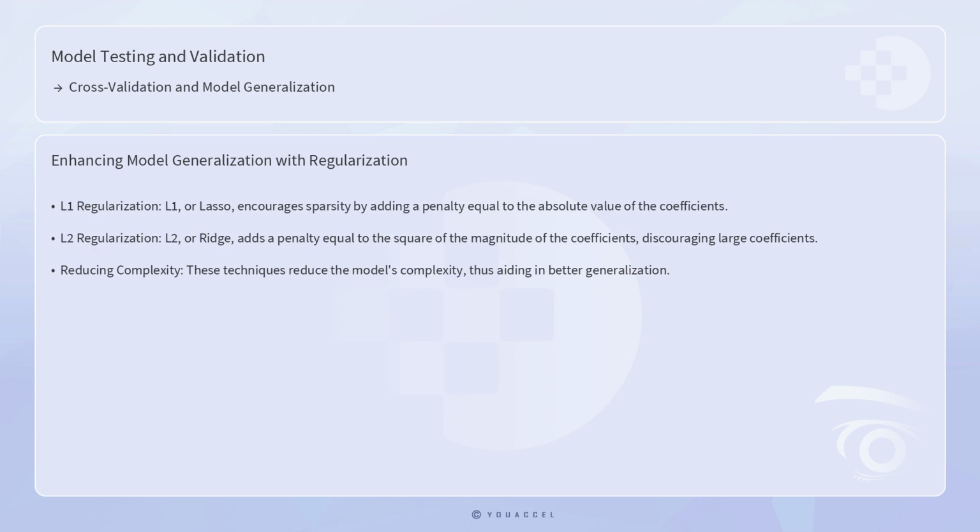Regularization techniques, such as L1 and L2 regularization, are often employed to enhance model generalization by penalizing overly complex models. L1 regularization, also known as lasso, encourages sparsity in the model by adding a penalty equal to the absolute value of the coefficients. L2 regularization, or ridge, adds a penalty equal to the square of the magnitude of the coefficients, which discourages large coefficients but does not necessarily lead to sparsity. These techniques reduce the model's complexity, thus aiding in better generalization.